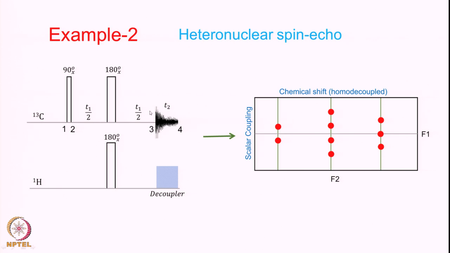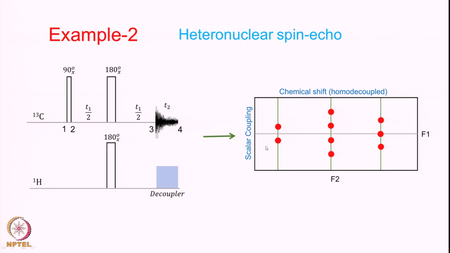But the coupling information to the proton is retained, and during the T2 period the chemical shifts are evolving, but I do a decoupling of the proton. So, along the T2 axis I have only the chemical shift information. Now, if I represent the F2 axis here and the F1 axis here, on the F2 axis I have only the chemical shift information, and along the F1 axis I do not have chemical shift information, but only the coupling information. Therefore, the spectrum will look much simpler here as compared to the previous ones.